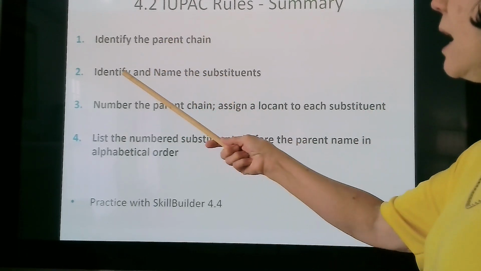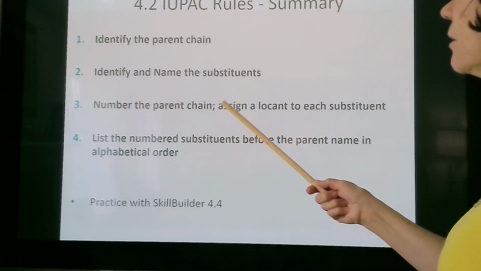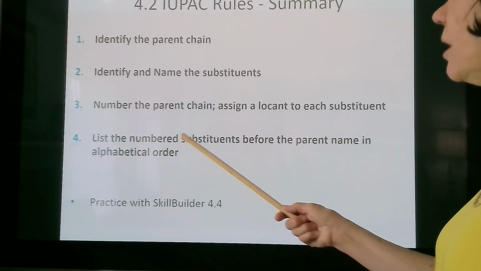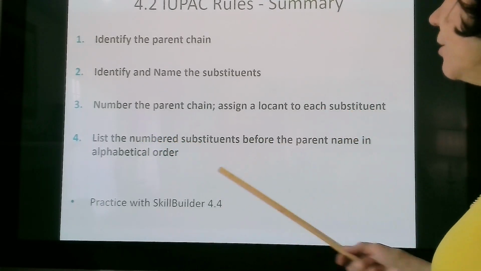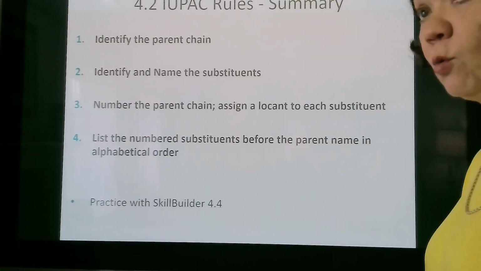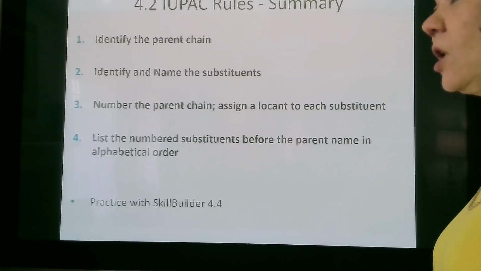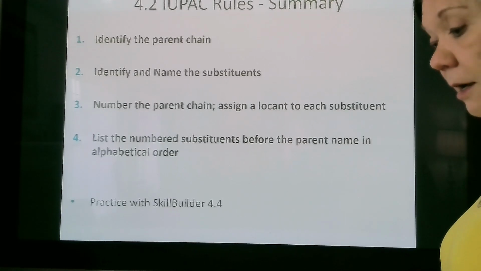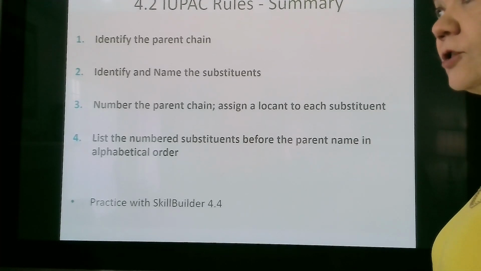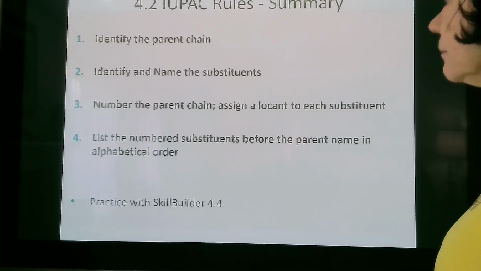Identify the parent chain. Identify and name the substituents. Then you start putting it together. Number the parent chain. Assign a locant to each substituent. List the numbered substituents before the parent name in alphabetical order. So you've seen me do that. You'll have to work your homework problems and check your answers in the study guide and solution manual.